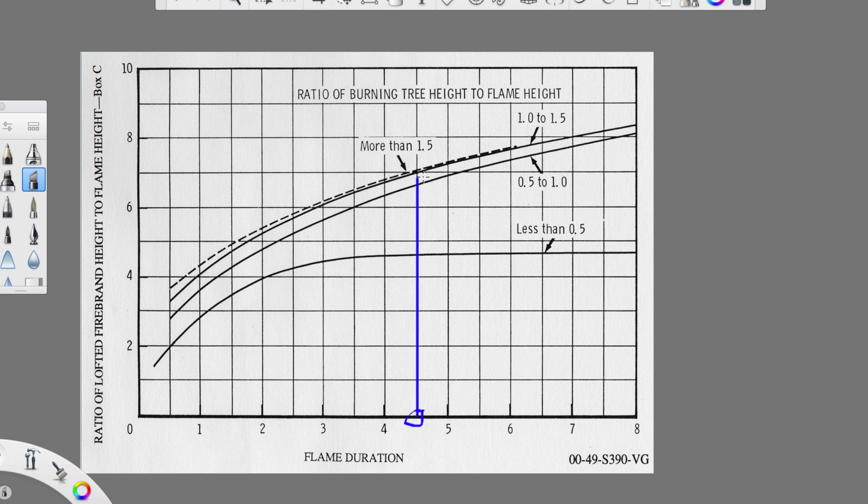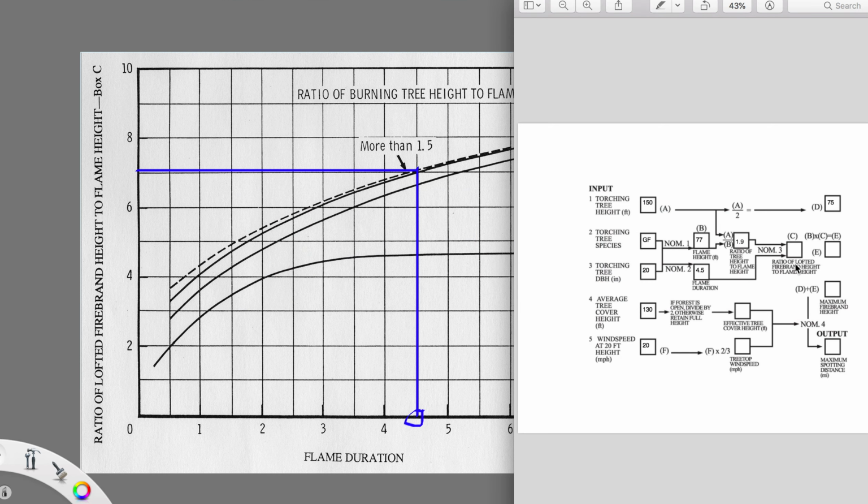So there we go. Hit our dash line right there, and then we're going to go across. That gives us right at 7. There we go. 7 is our ratio of lofted firebrand height to the flame height.